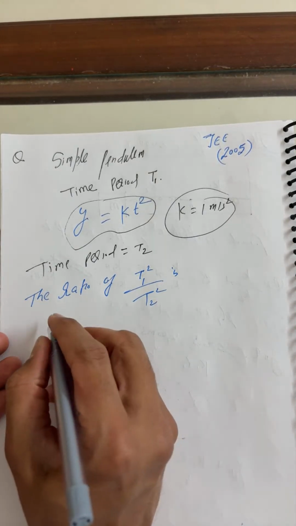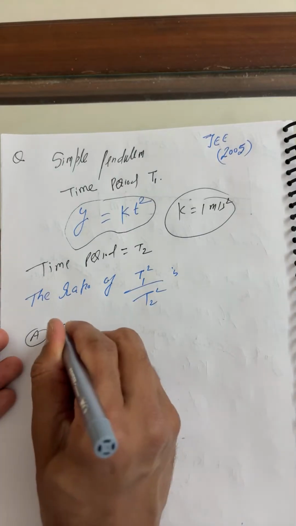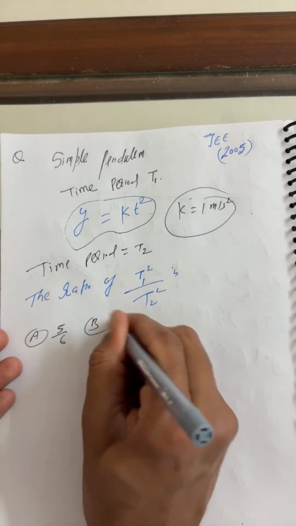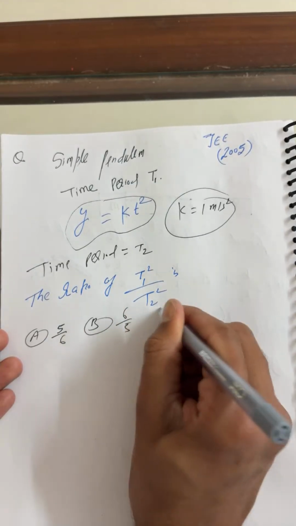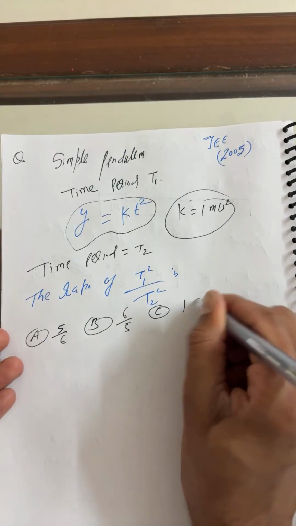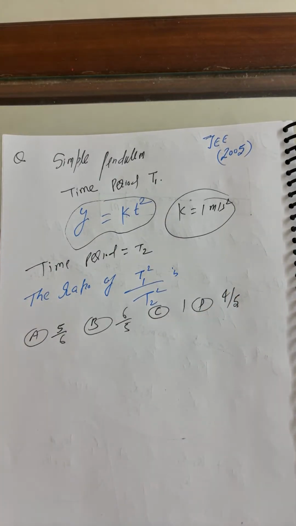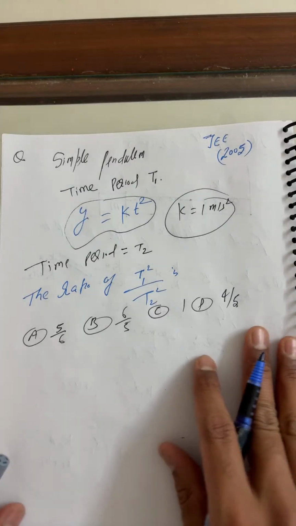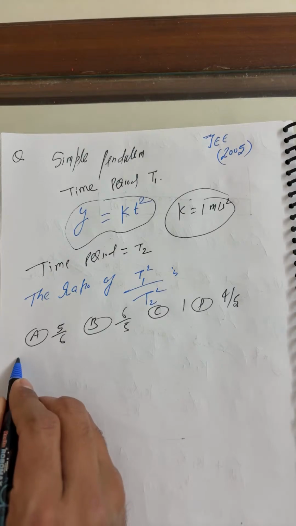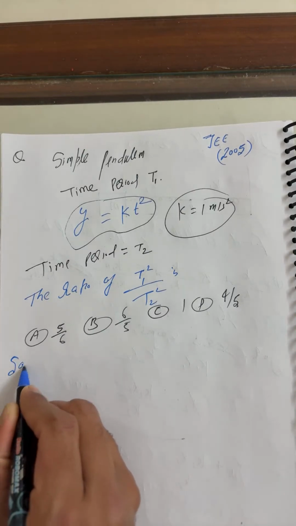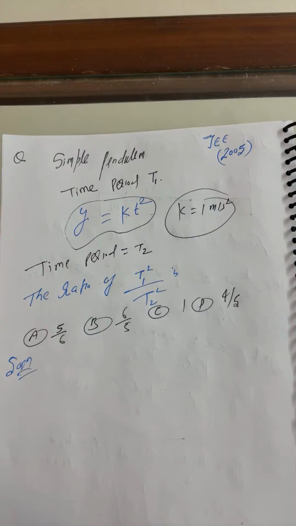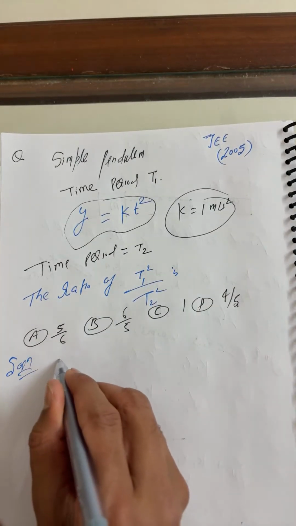The options are: first 5 by 6, next 6 by 5, one, and last 4 by 5. Last, students, that is 4 by 5 here. So have a look at this question, it's not tough at all, but you can just pay a little attention here. Now, students, I'm going to solve this question in the class only. So, the solution, just go through this.